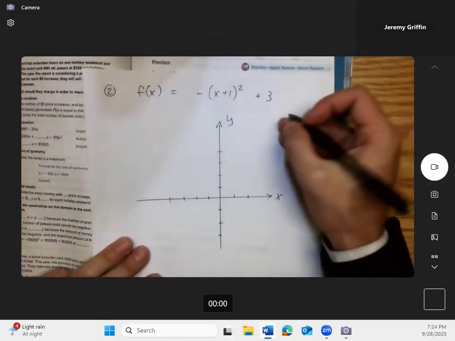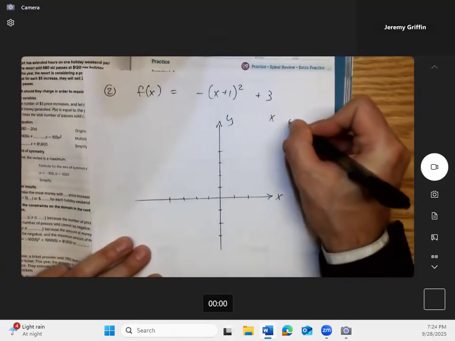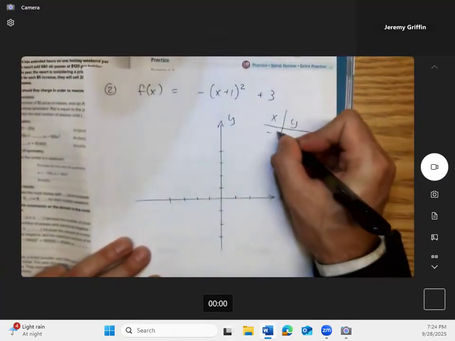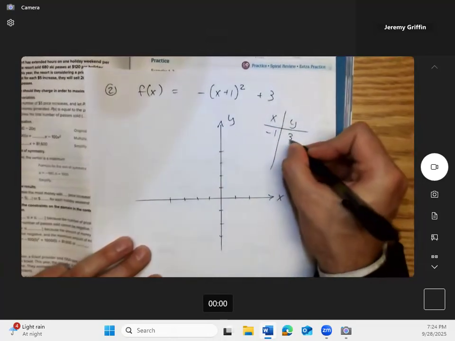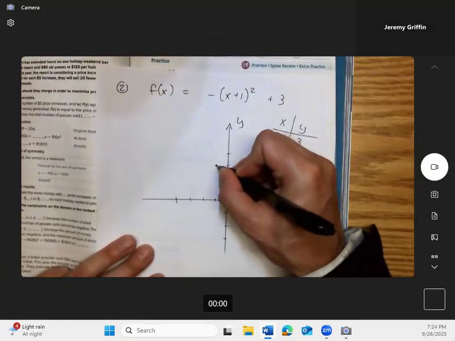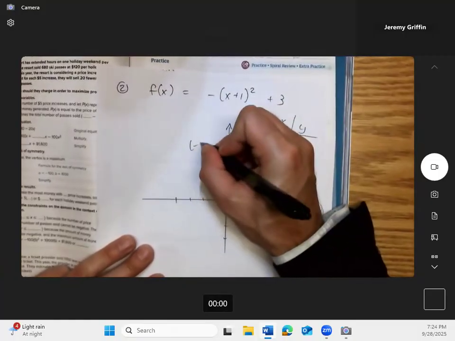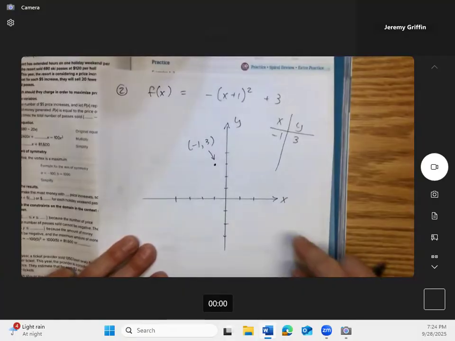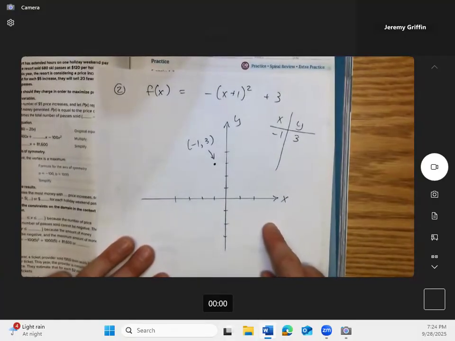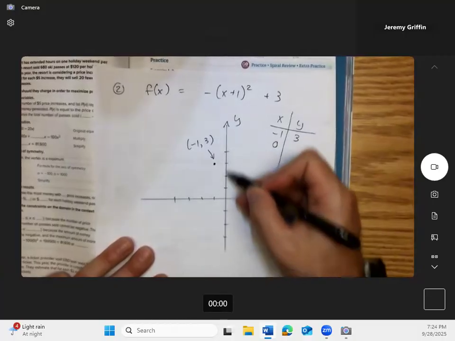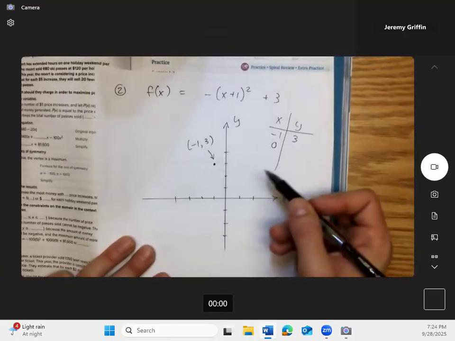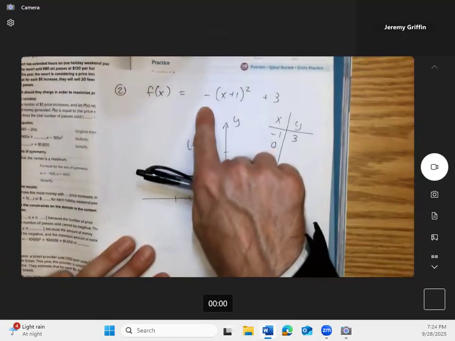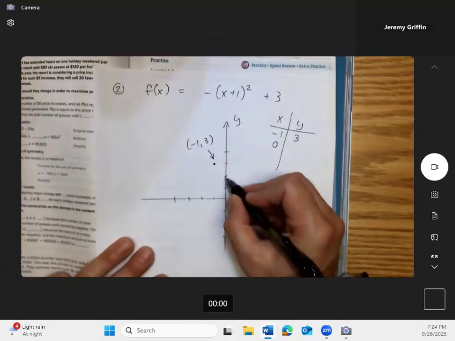Okay. So here, if I make a table of values, x, y, I know if I plug in -1 for x, this whole thing zeroes out, and then I get +3. So -1, 3. And that, by the way, is the vertex at -1, 3. Okay. How about what if I plug in 0 for x? Let's see if I can give you the y-intercept. I bet it's going to be right here. Just looking at, no, this is an upside down parabola, right? With no vertical stretch.